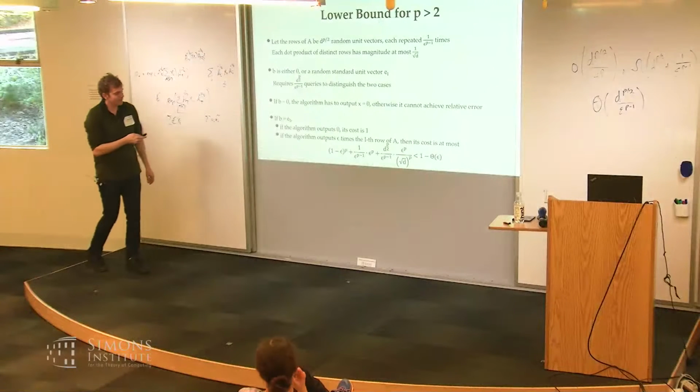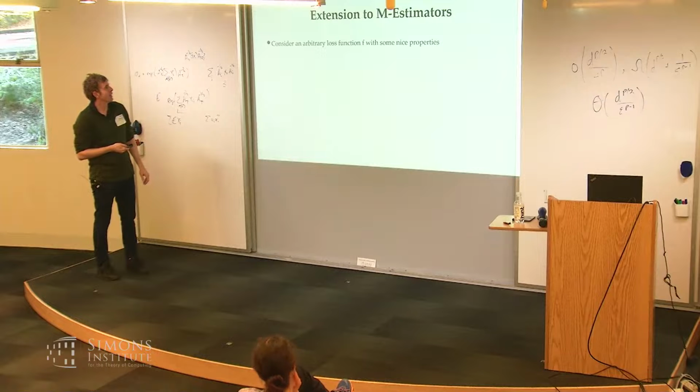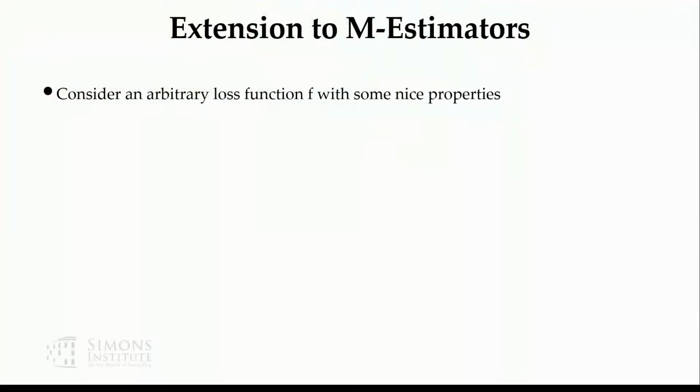Okay. Yeah, so I'm almost out of time. I'm going to skip the extension to M estimators, but let me just say that for a large class of M estimators, we do solve active regression with roughly d squared queries. And for some M estimators like Huber that I mentioned, we optimize it further to get close to d, but not actually d.